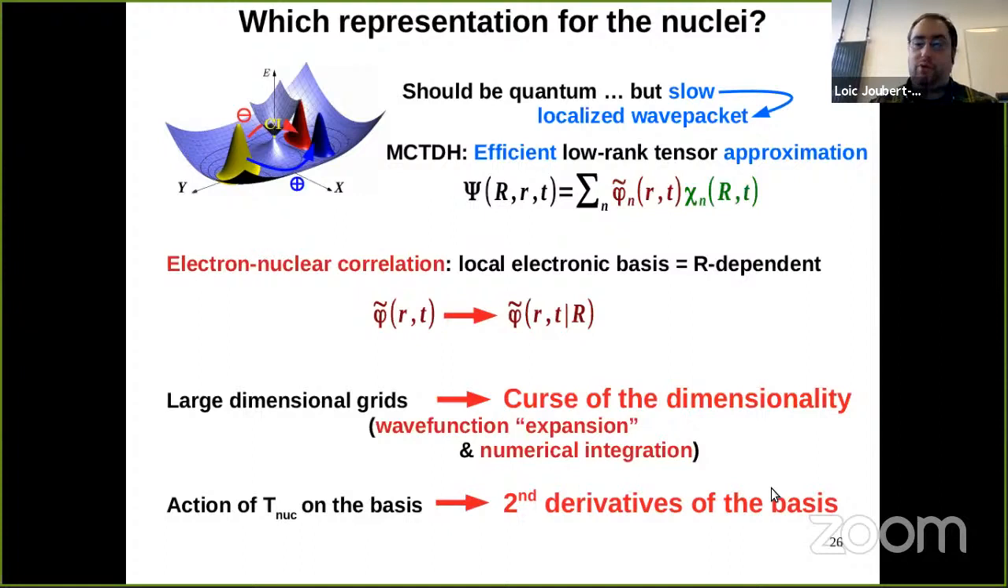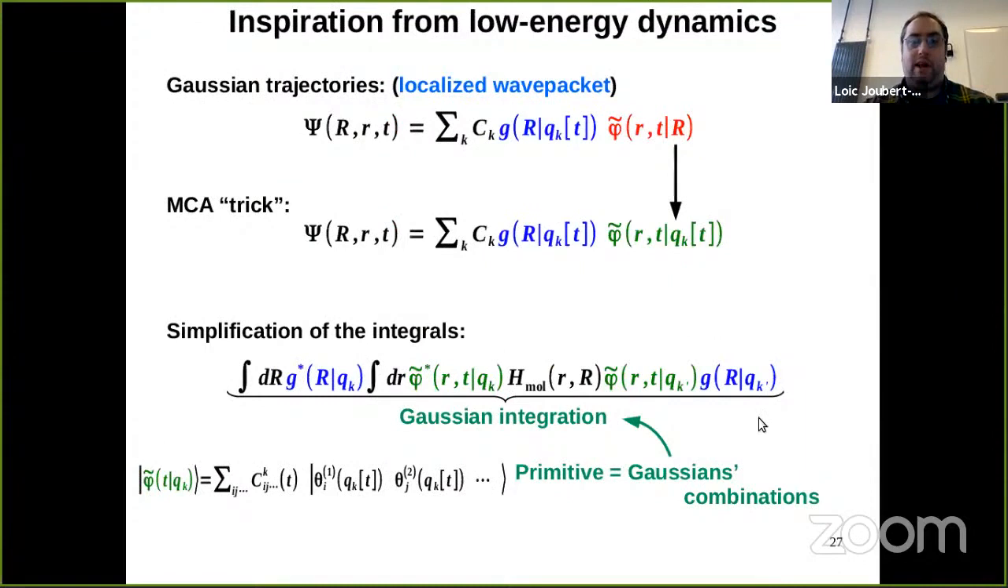Here is how what I've been doing for low energy dynamics can help. It does it in the following way. First, we use Gaussian trajectories, because we need them for applying the MCA trick. And this would work because the wave packet is rather localized in the nuclear space.